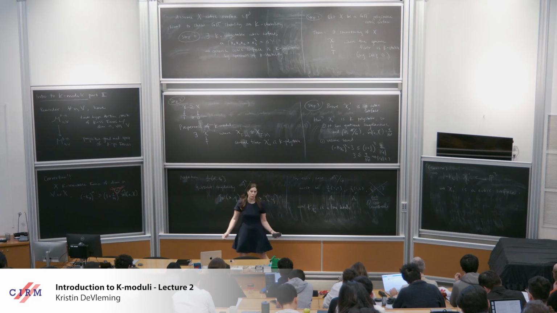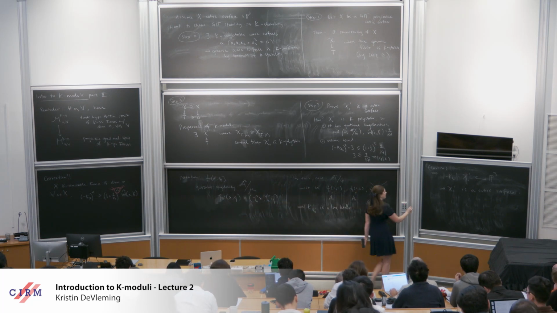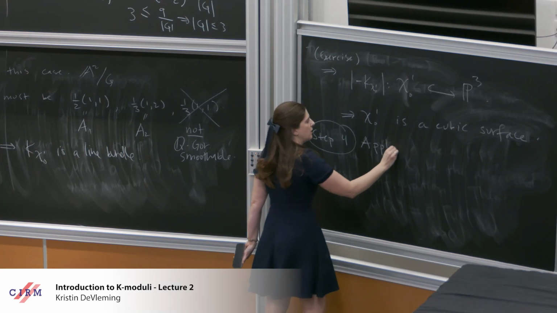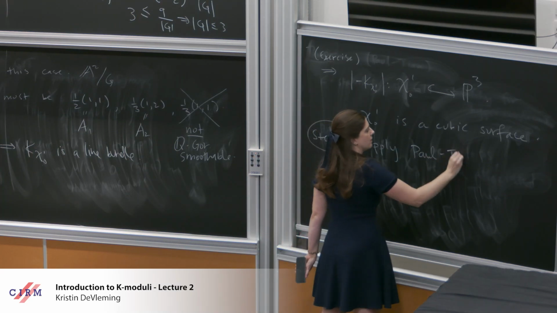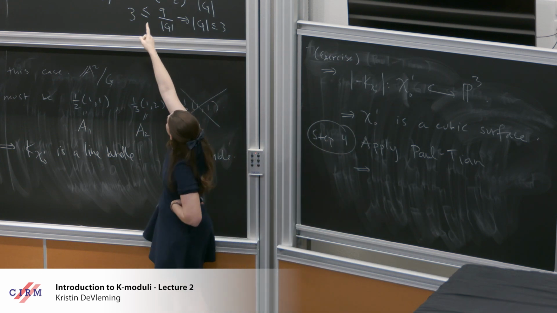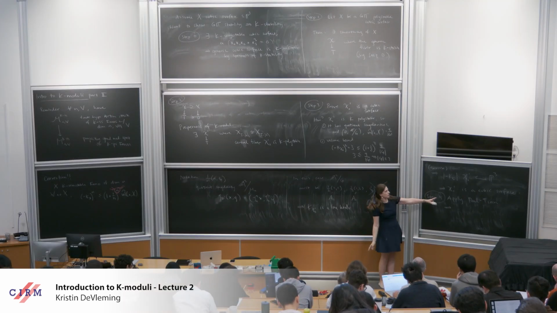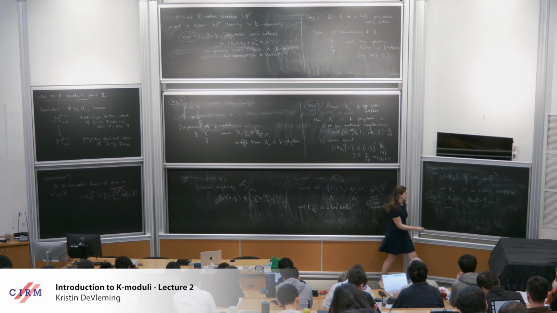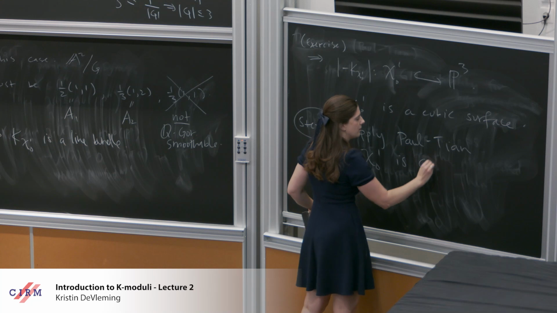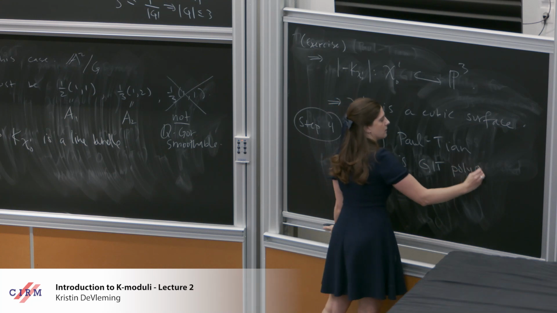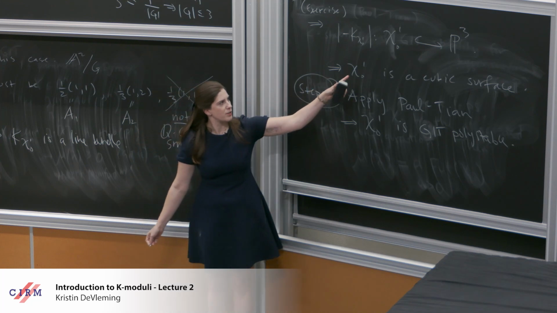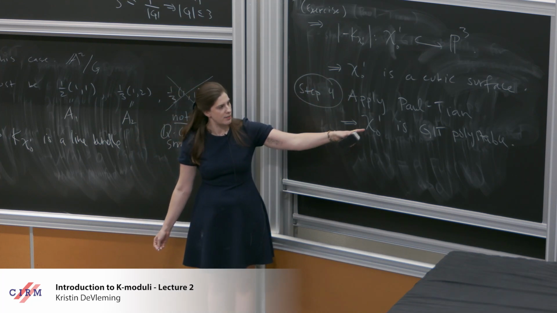So you get an embedding, which tells you that this is a cubic surface. So now we're pretty much done, because step 4, apply Paul-Etienne, which tells you that x0 prime is K polystable, and it's a cubic surface. So by the theorem that I just erased, x0 prime is GIT polystable. So this was K polystable, and it's a cubic surface, so it's GIT polystable.